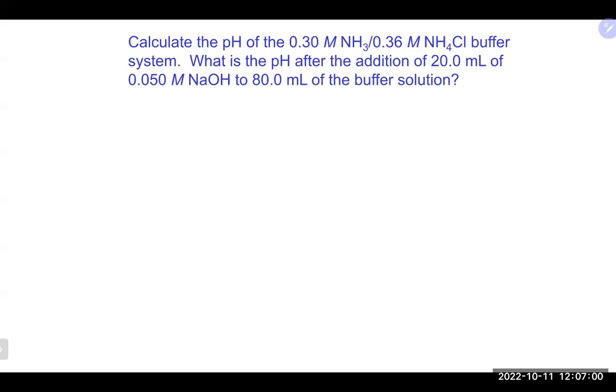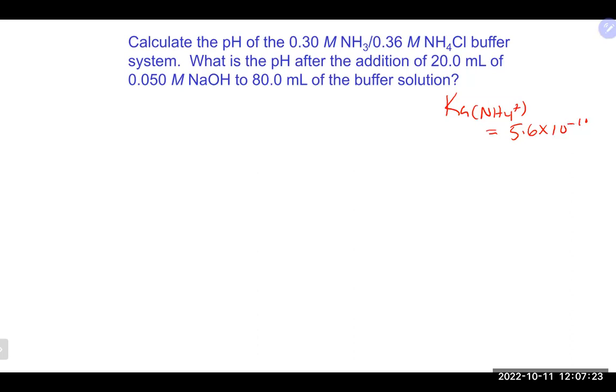So you do have to take them into account. And let me give you a Ka value, which probably would be helpful. Let's go with the Ka value for NH4 plus. We'll go with 5.6 times 10 to the minus 10.